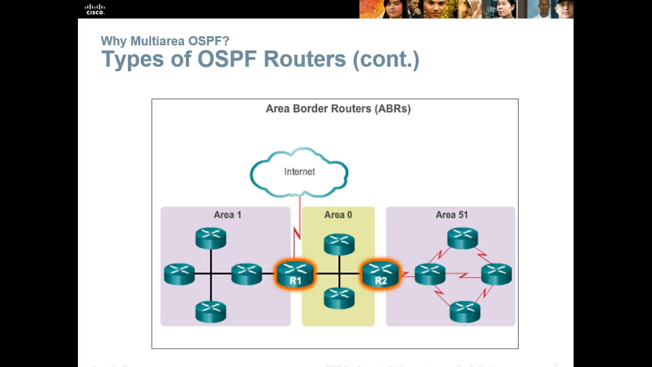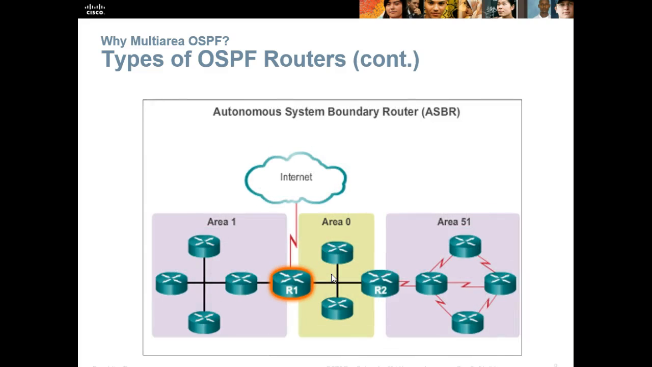Now, the backbone is very essential. Every area has to attach to Area 0. Can't have anything coming through. You couldn't have Area 52 coming through Area 51 to Area 0. It wouldn't work that way. So the way OSPF is configured and works when it scales is every area connects to the Area 0 backbone. And they do that via their area border routers, the one router that has an interface in each area.